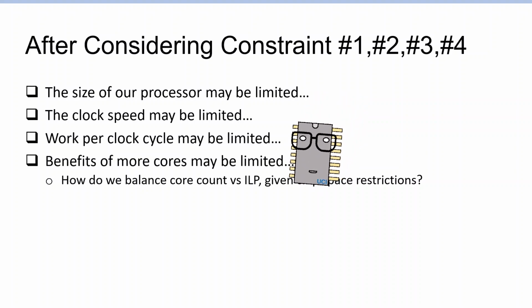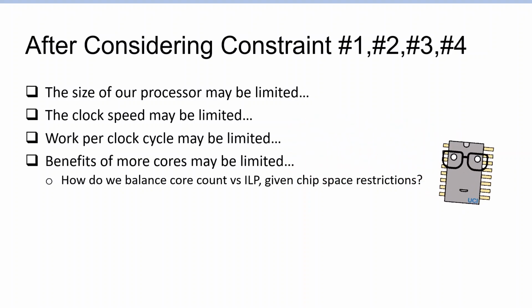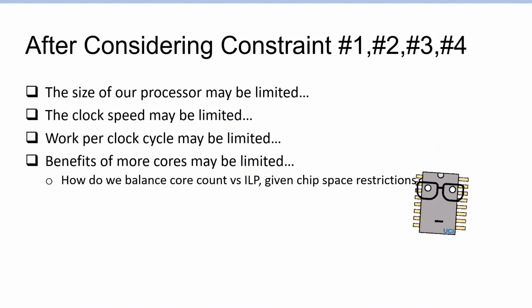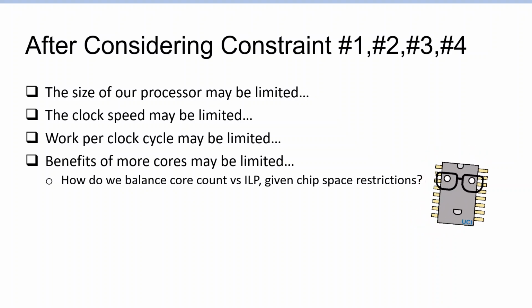We can also exploit more ILP if that is beneficial for our particular application. We can turn that knob as well, even if it does give us slightly diminishing returns. Maybe it is not very diminishing for a particular application we care about. We can turn that knob as well. And if the application we care about has good Amdahl's law characteristics, then that is a knob we can turn as well. For example, how can we balance core count versus ILP given the chip space limitations?